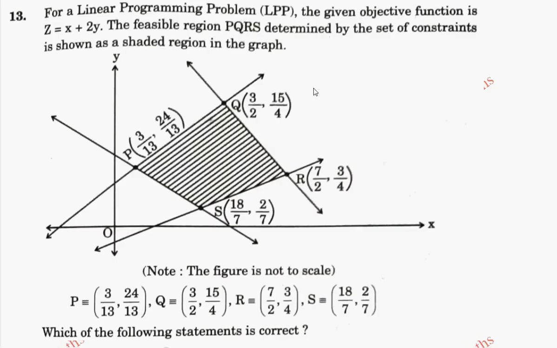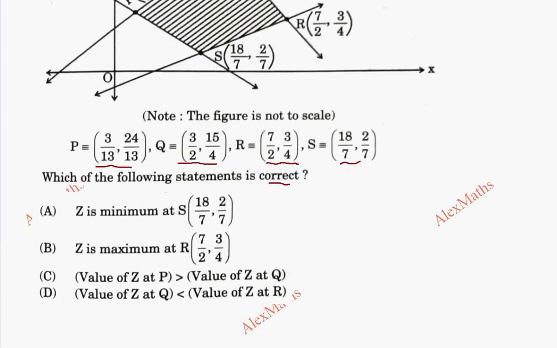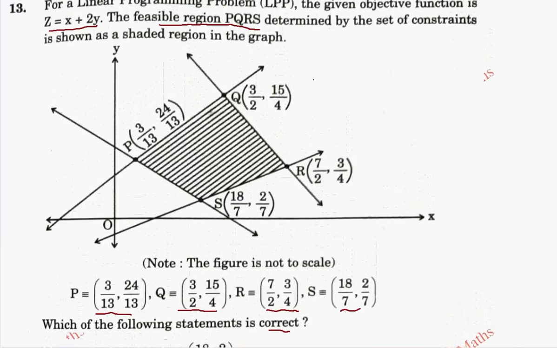Question number 13, they have given a graph, they have given z which is x plus 2y, they gave all the feasible region PQRS with the points here, and they are asking which of the following is correct. So here in the option we find everything is based on the value of z. So let's find the value of z at each point.